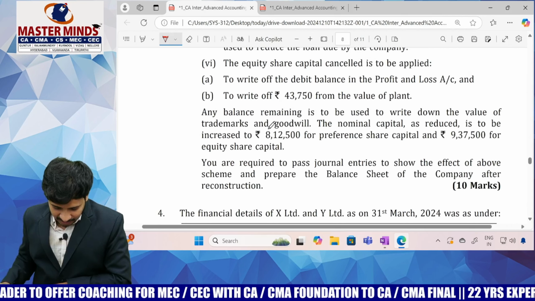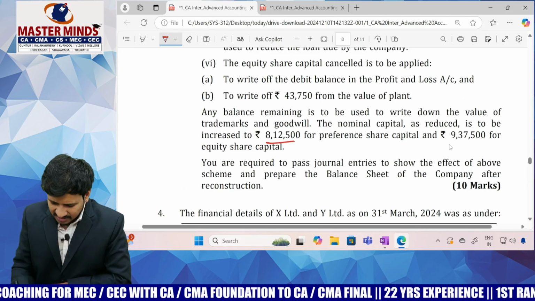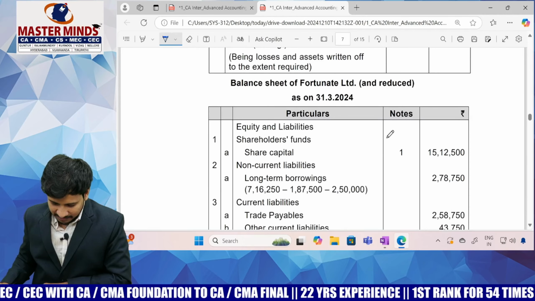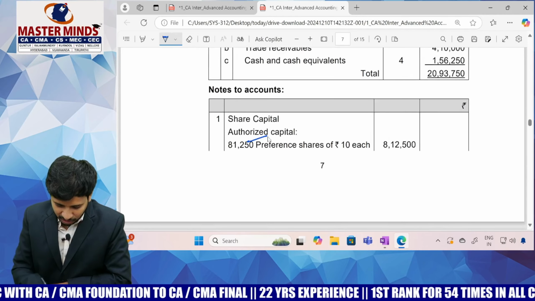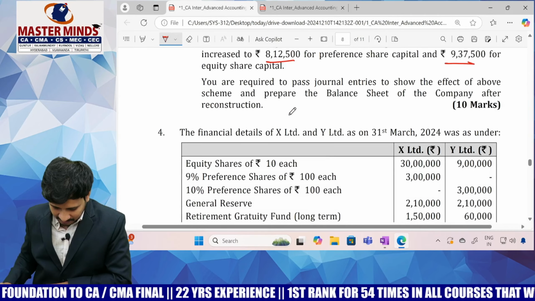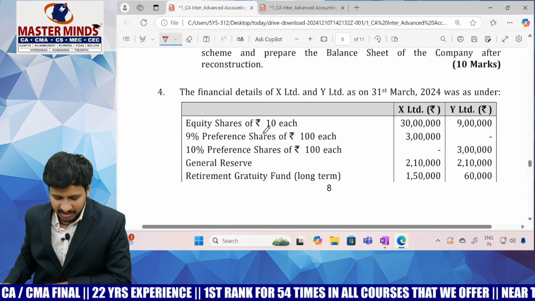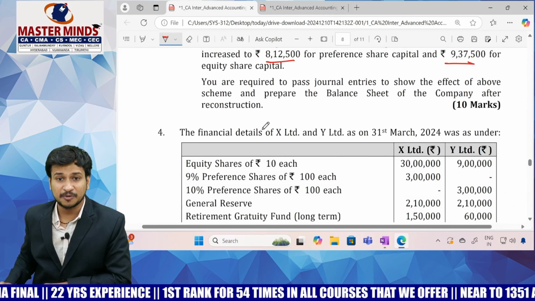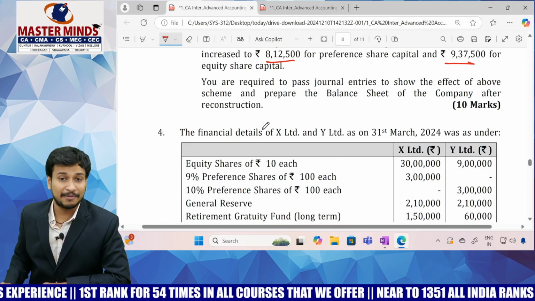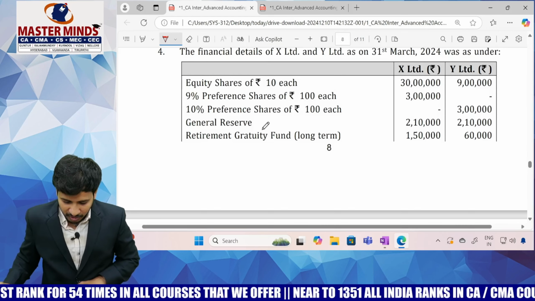The nominal capital as reduced is increased to 812,500 for preference capital, and this is just like an increase in authorized share capital. Note number 1, see here, authorized share capital. That's it. Very simple actually. Okay. Moving on to the next thing, but a very lengthy question because he is asking you to prepare journal entries and balance sheet, and simultaneously you also need to draft the capital reduction account in order to find the answer. Okay. Let me move on to question number 4.